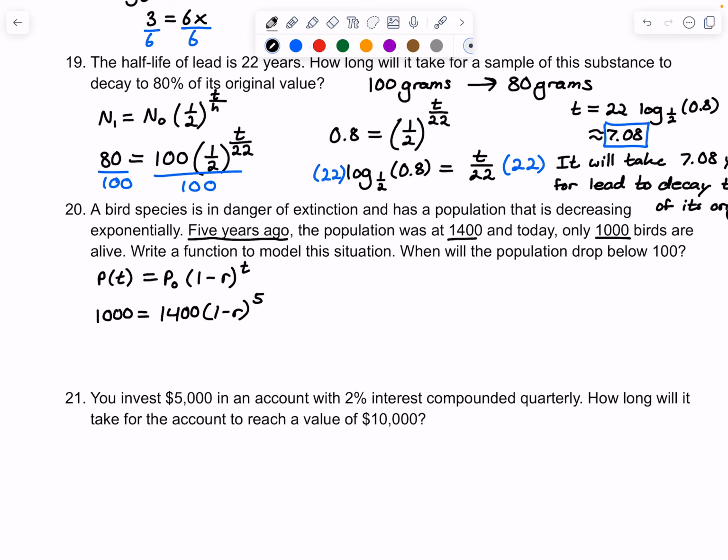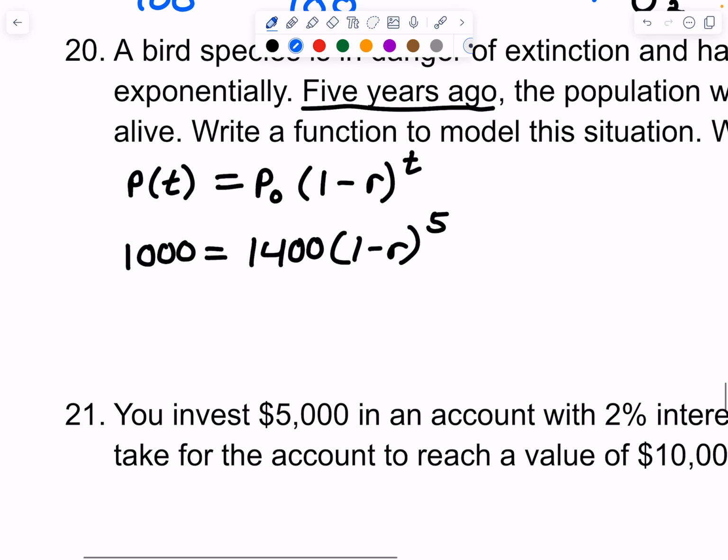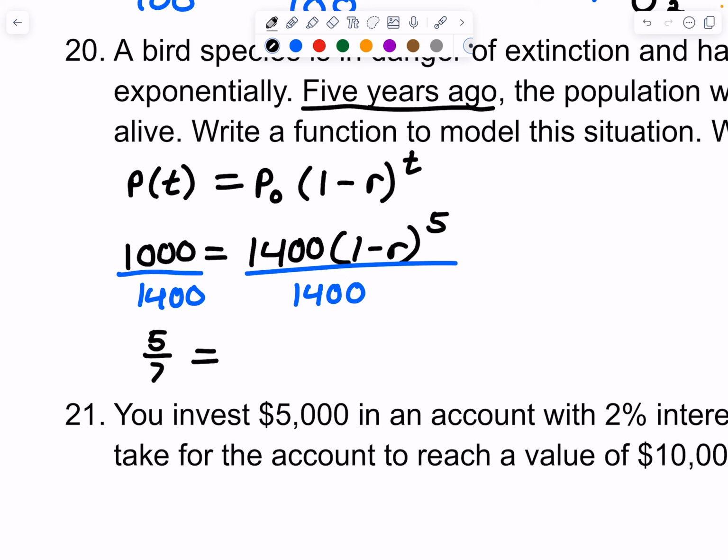So this is enough for me to find r. R is what's missing in this equation. So what I'm going to do to solve for r is, it starts the same way most of them do. You're going to divide by 1,400. And then I get, well, this is 5 over 7. I'm just going to leave that as a fraction. It's equal to (1 minus r) to the 5.